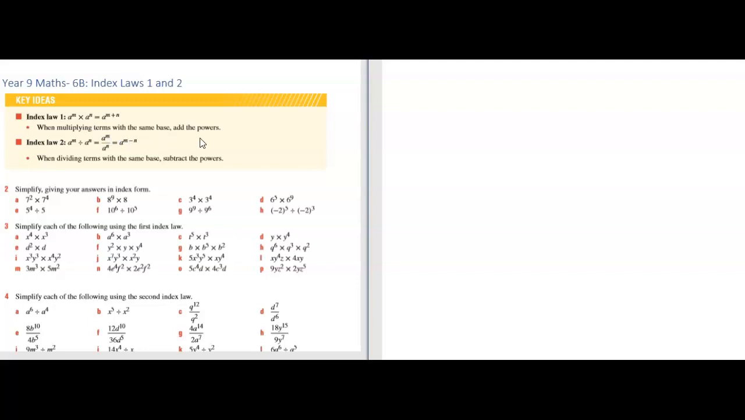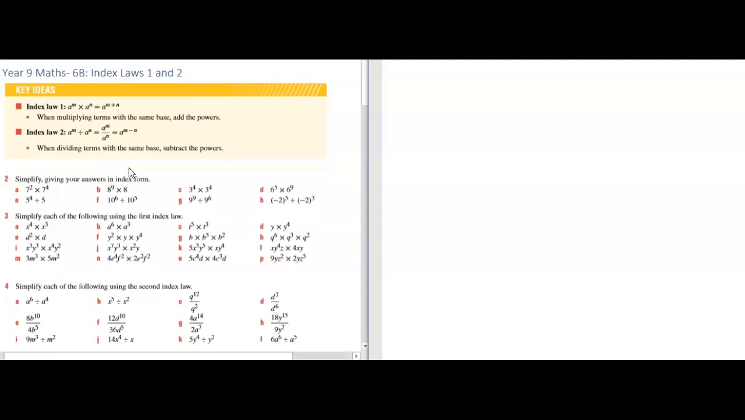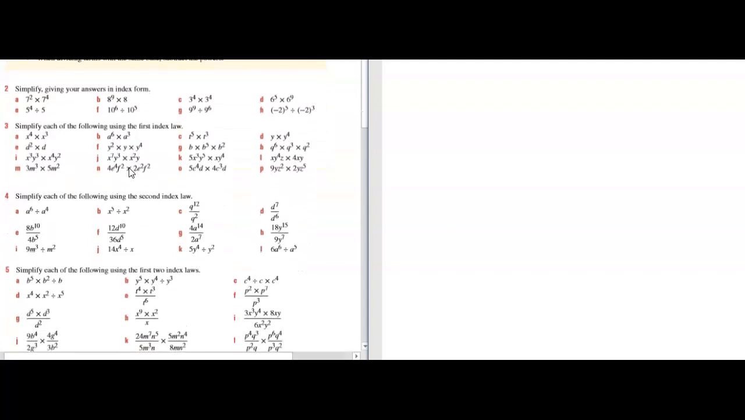The second index law is the opposite when we divide. So when we're dividing, we keep the base. Here it is with a division symbol or as a fraction. When we're dividing, the base stays, but we subtract our powers. So when dividing terms with the same base, we subtract the powers. Okay, so let's have a look at some questions.